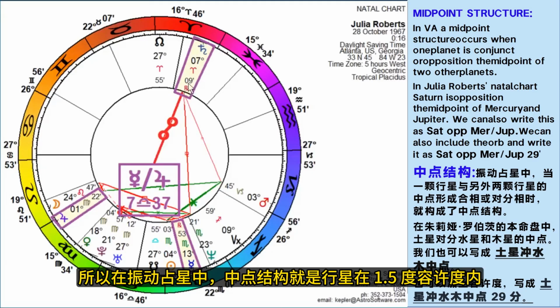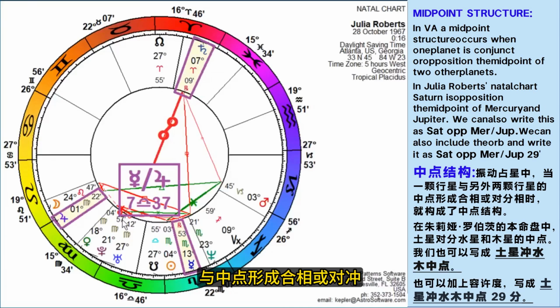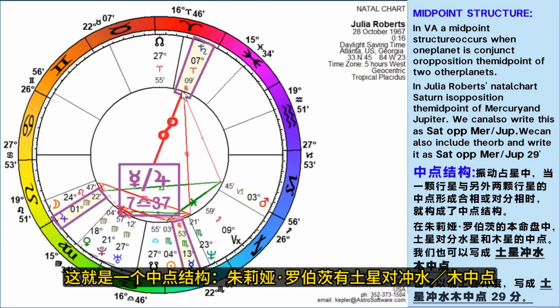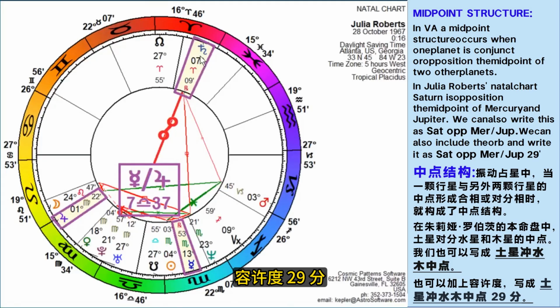Okay. So in vibrational astrology, a midpoint structure is a planet conjunct or opposition the midpoint within a degree and a half orb. And a midpoint structure involves 3 planets, and this is a midpoint structure. Julia Roberts has Saturn opposition the Mercury-Jupiter midpoint with a 29-minute orb. That's her midpoint structure.